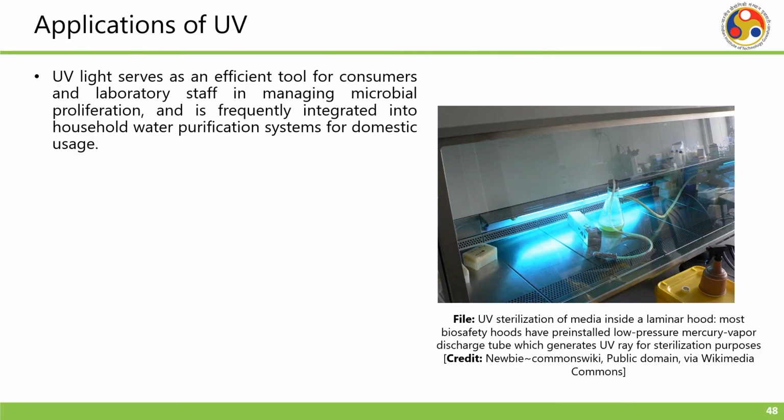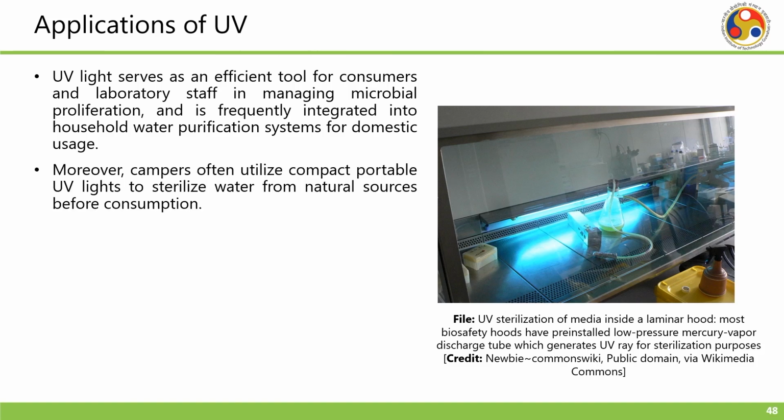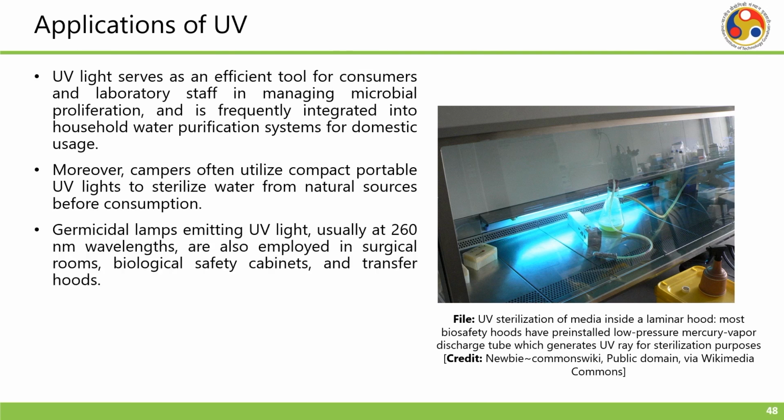So, what are the different applications of UV light? It is an efficient tool for consumers and laboratory staff in managing microbial proliferation, and is frequently integrated into household water purification systems for domestic uses. Moreover, campers often utilize compact portable UV lights to sterilize water from natural sources before consumption.